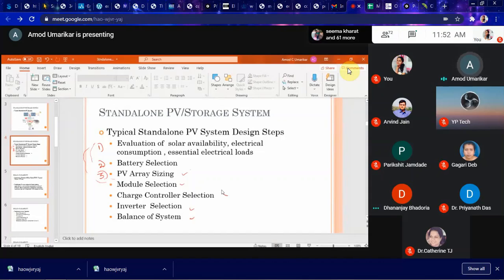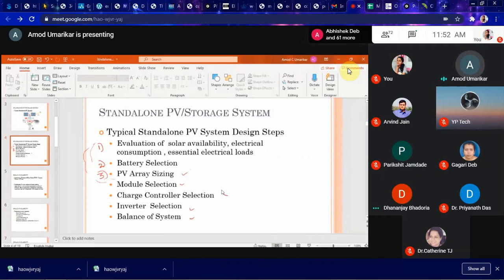In a typical standalone PV system, we see the evaluation of solar availability, electrical consumption, and essential electrical loads. Then the second step is battery selection, and the third step is PV array sizing. These first three steps are the main steps in the design of a standalone PV system.